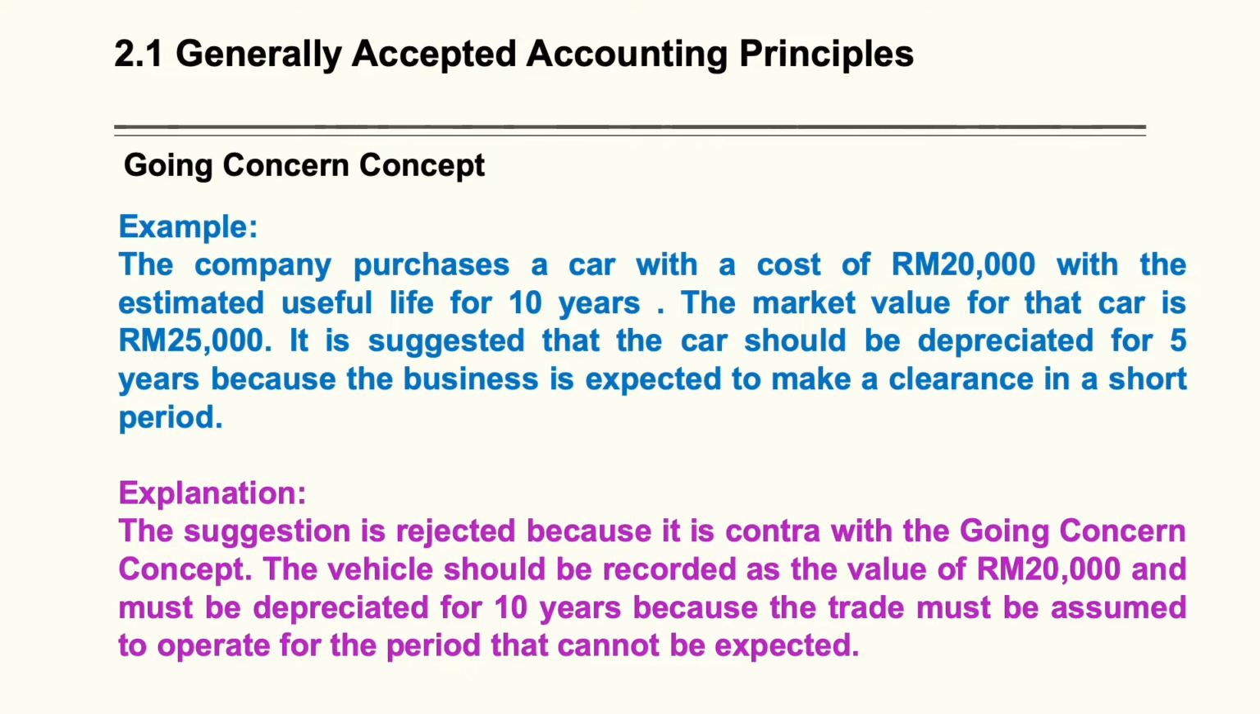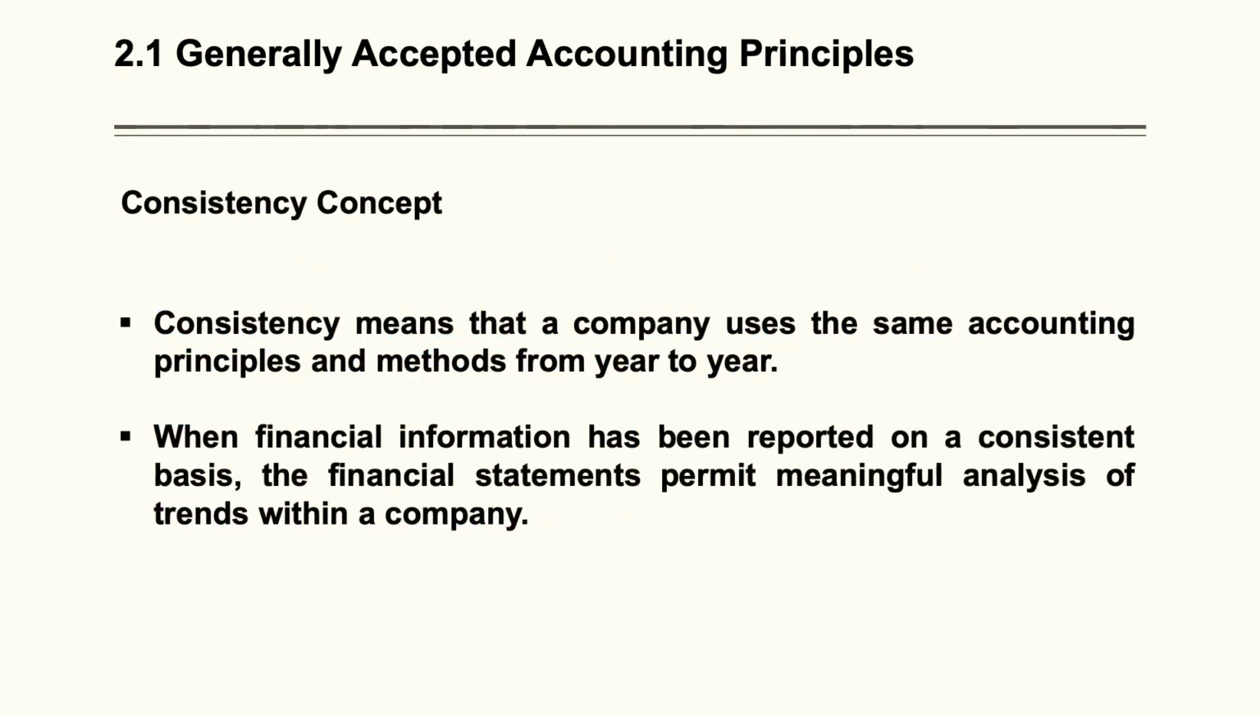So the vehicle should be recorded as a value of RM20,000 and must be depreciated for 10 years because the trade must be assumed to operate for a period that cannot be expected. Now we're going to look at concept number 6, the consistency concept. What does it mean? Consistency means that a company uses the same accounting principle and method from year to year.